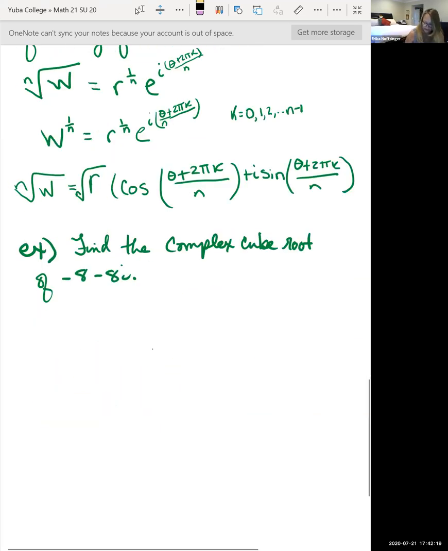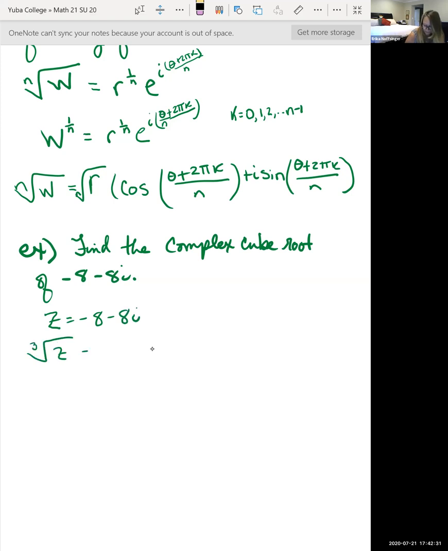Okay, so basically we're saying if we have z is equal to -8 minus 8i, we want to figure out what is the cubed root of z. And by our theorem, there have to be 3 distinct complex zeros. So we need to actually convert this. So I'm going to convert it to polar form.